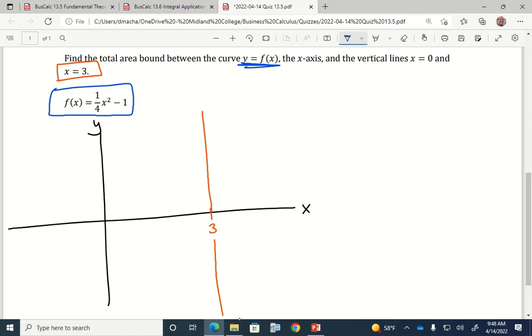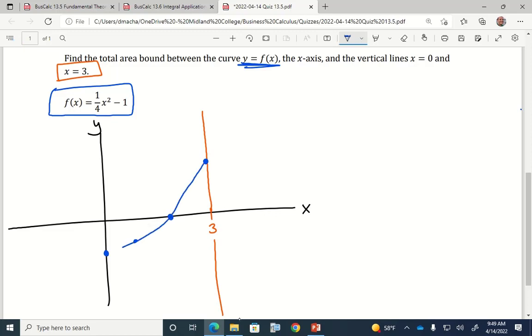Whenever x is equal to 0, this whole function would be something times 0 minus 1. So when x is equal to 0, my function value is minus 1. If x is equal to 1, that'd be 1/4 minus 1. That would still be down here somewhere, minus 3/4. If x is equal to 2, that would be 1 minus 1, so that would be 0. And then if x is equal to 3, that would be 9/4 minus 1, which would be 5/4. So this curve is going to look something like this.